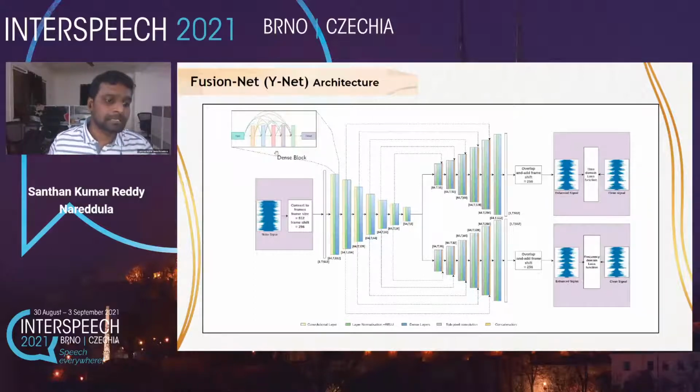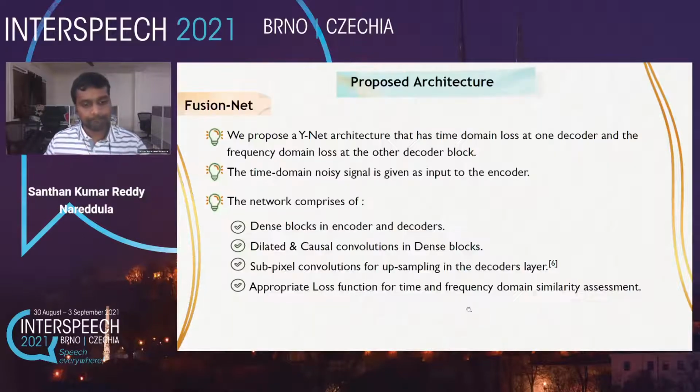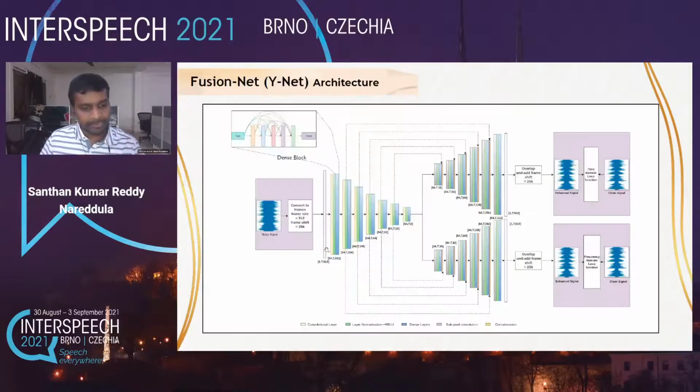Here the dense block has 5 layers. In the dense block, as shown in the previous slide, we follow dilated and causal convolutions, where dilated convolution helps us to increase the receptive field of the previous layers, and causal convolutions help us to prevent the leakage of information from the future frames. This is how the dense block was chosen, and the dense block was present in each and every layer for both the encoder and the decoders.